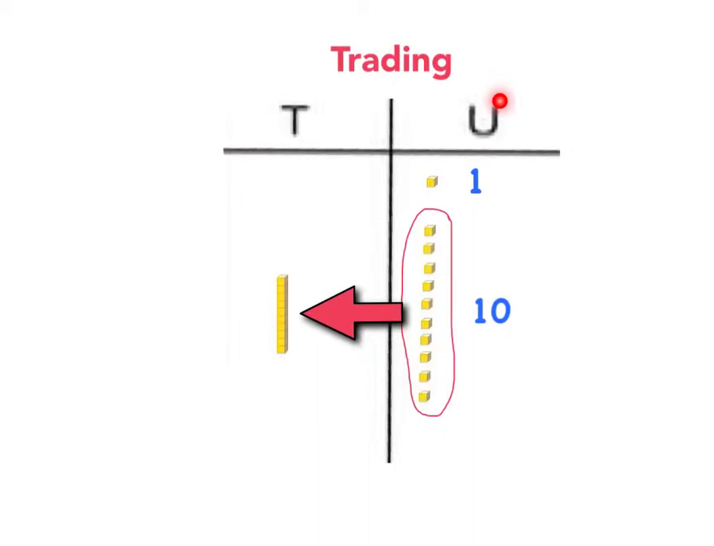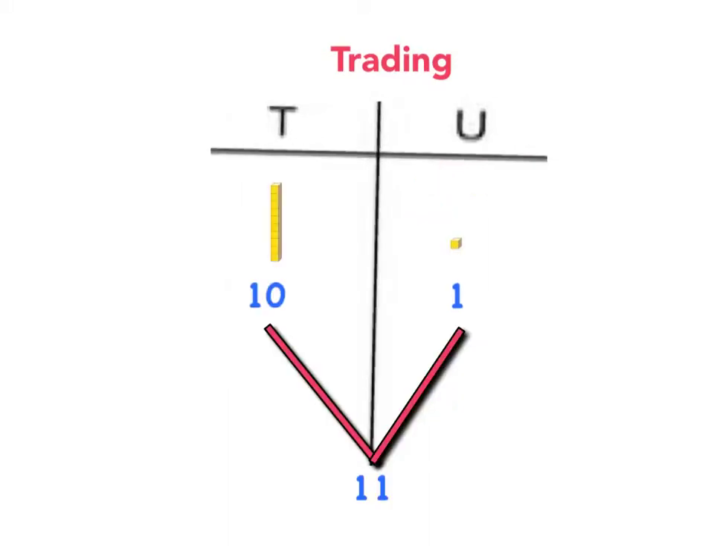So here you can see that we are going to use the strategy of trading. We've bundled 10 of those units together to make 10, and we're going to trade 10 across to the tens column, leaving the single unit by itself. Here you can see this represented in our chart. We have 1 unit in the units column. We've traded the other 10 to the tens column, which now gives us 11. So 1 in the tens column and 1 in the units column would be 11.